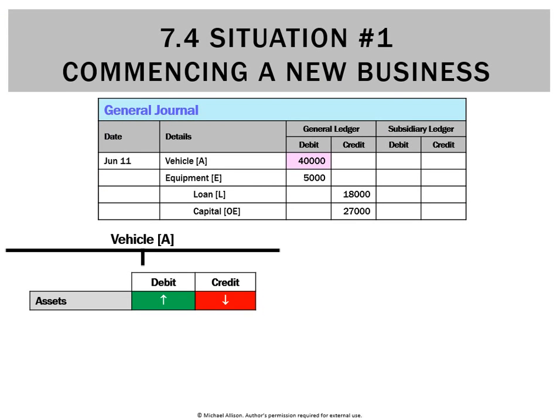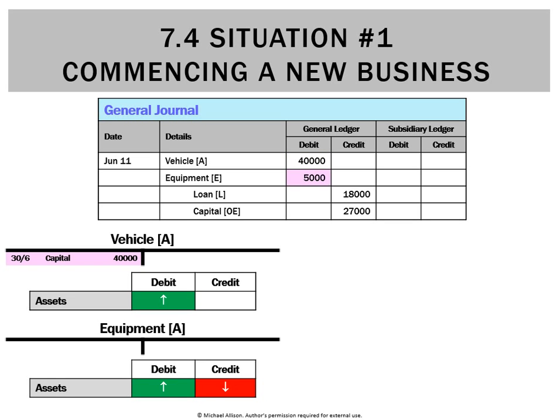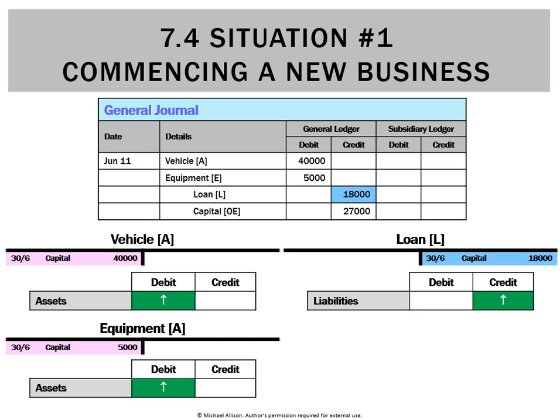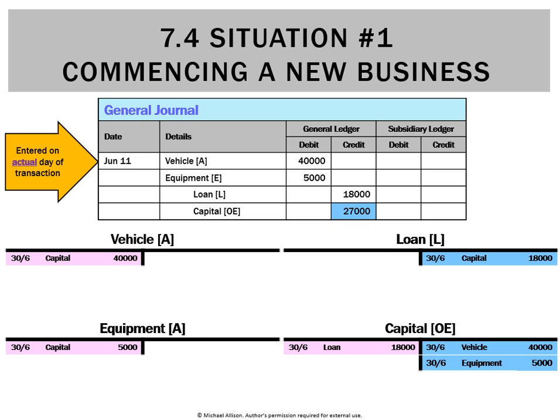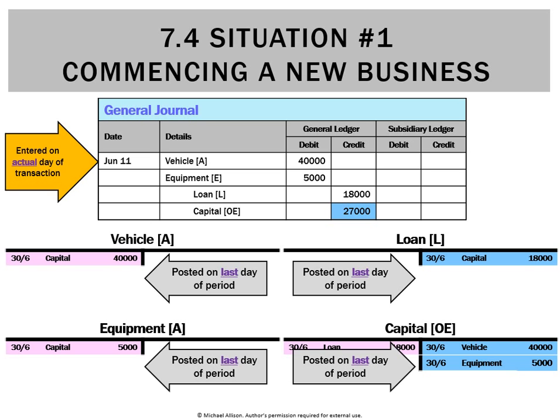In the general journal, we've got a debit to vehicle, so that'll be an asset going up. We've got equipment, which is an asset. Excuse the typo, it says equipment is an expense, but equipment's an asset, so that'll go up as a debit. We've got loan going up, which is a credit because it's a liability. And lastly, we had owner's equity or capital going up. So we've got the $18,000 loan going in as a credit, the $40,000 vehicle going in as a debit, and the $5,000 of equipment as a debit. All up, the total there will be $27,000. In the general journal, we use the actual date, and in the general ledger, we always use the last day of the period.